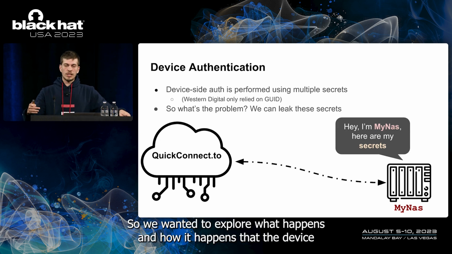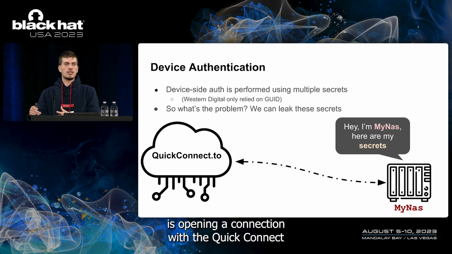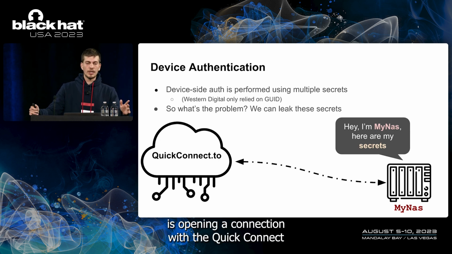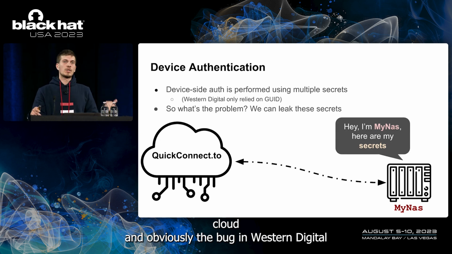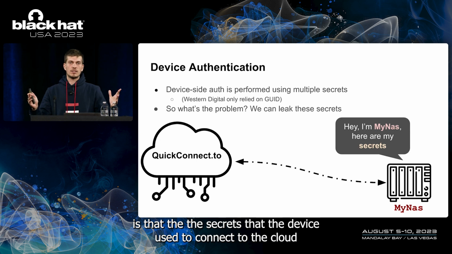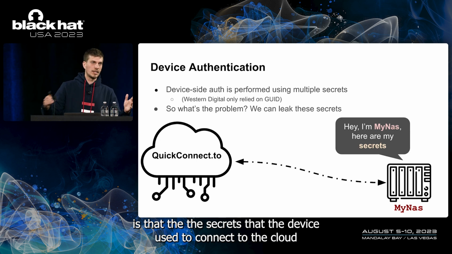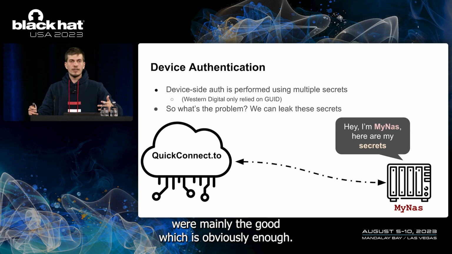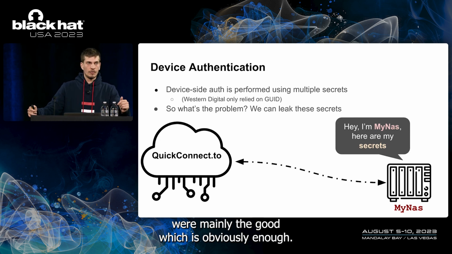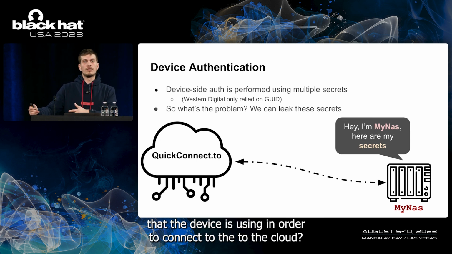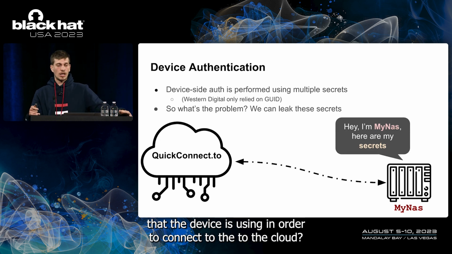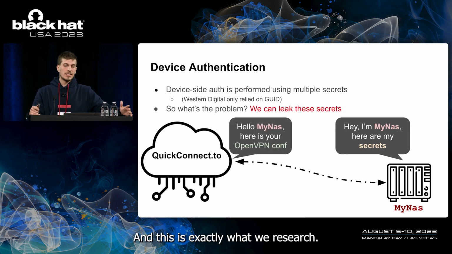So we wanted to explore how it happens that the device is opening a connection with the Quick Connect cloud. And obviously, the bug in Western Digital is that the secrets that the device used to connect to the cloud were mainly the GUID, which is obviously not enough. So we wanted to understand here, what are the secrets, what are the tokens, what are the digital elements that the device is using in order to connect to the cloud. And this is exactly what we researched.